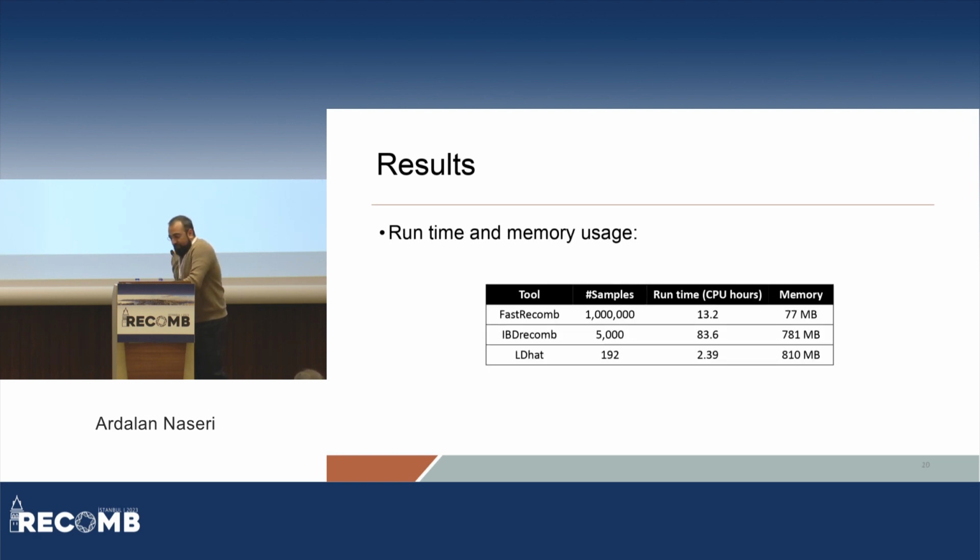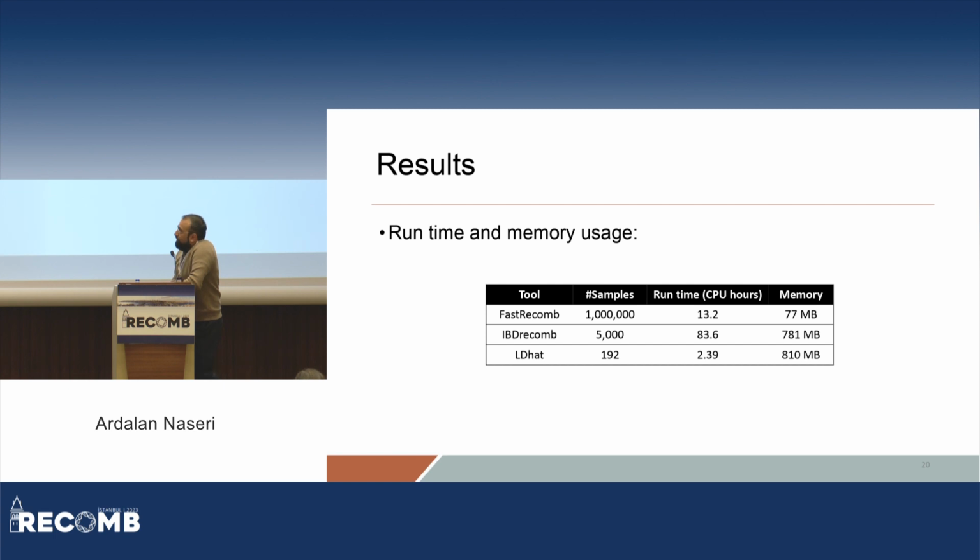So here's just the runtime and the memory usage of FastRecomb, which heavily relies on the efficiency of PBWT because it's linear to the sample size. We could run 1 million haplotypes. The CPU runtime is 13 hours, including the time for p-smoother and counting the recombination rate. I think it does 5 iterations. And you can see the memory usage is pretty negligible, 77 megabytes.